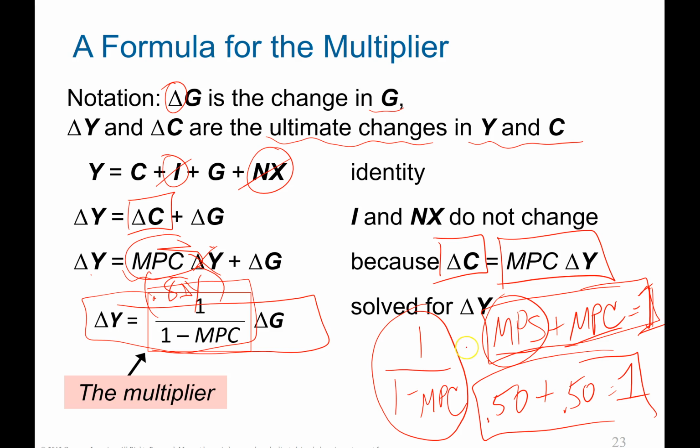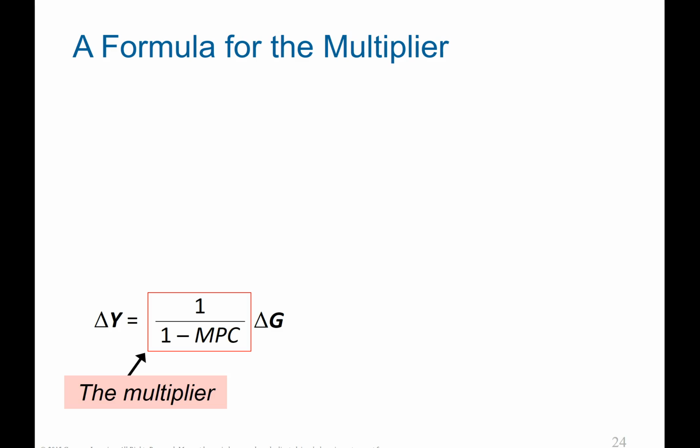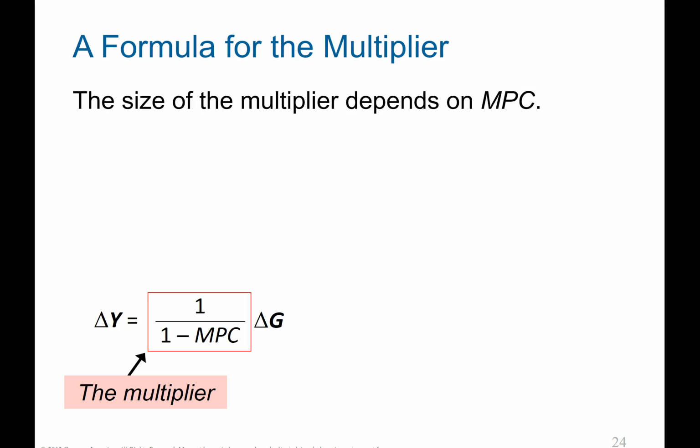So all this is a restatement of this general rule that the marginal propensity to consume plus the marginal propensity to save accounts for every dollar that I have. So let's simplify this formula, because once you have the formula, it's pretty easy to use. I think understanding where it came from is a little challenging. So the size of the multiplier depends on the marginal propensity to consume, right?